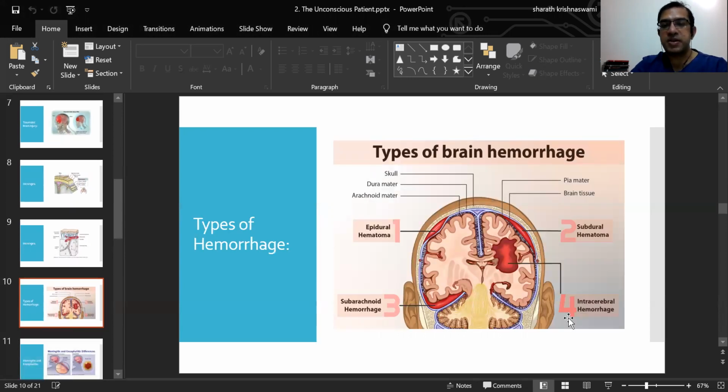This diagram here explains to you the different types of hemorrhage that can happen. If it can happen above the level of the dura mater, it is an epidural hematoma. If it occurs below the dura mater, it is known as a subdural hematoma. If it happens below the arachnoid matter, it is known as a subarachnoid hemorrhage. And if it happens inside the brain, it is known as an intracerebral hemorrhage.